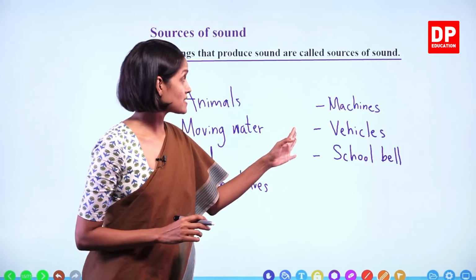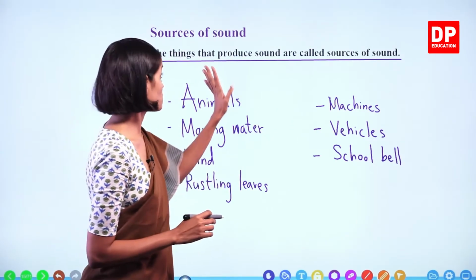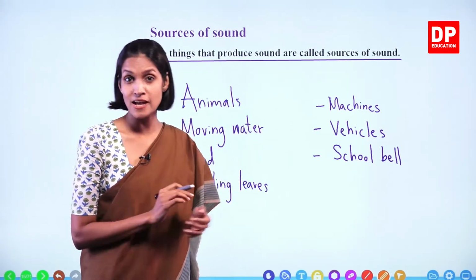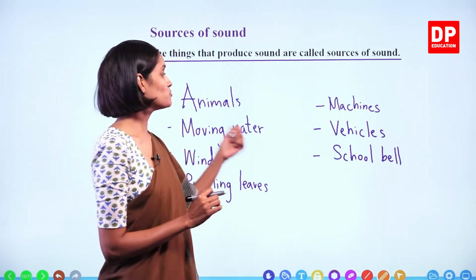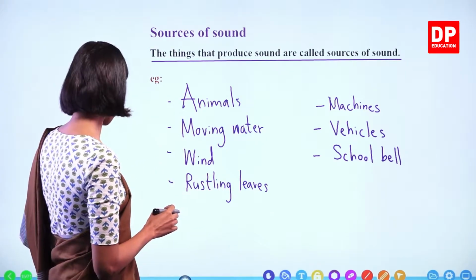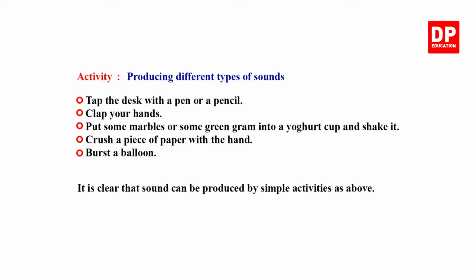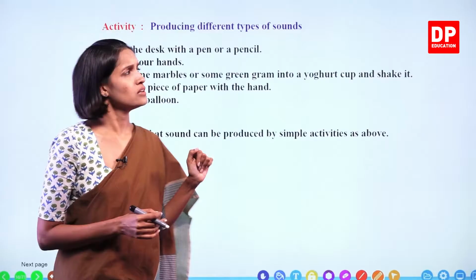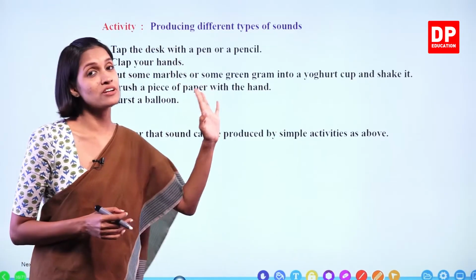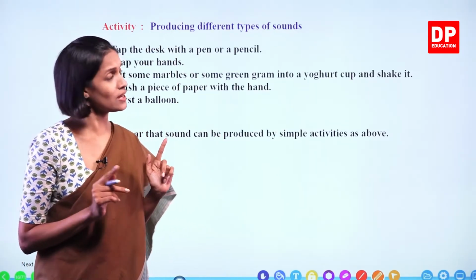So these are only some examples for sources of sounds. There are many other examples too, right? We'll move on to the next. We have an activity to do here. Producing different types of sounds. Now we are going to produce different types of sounds, okay?